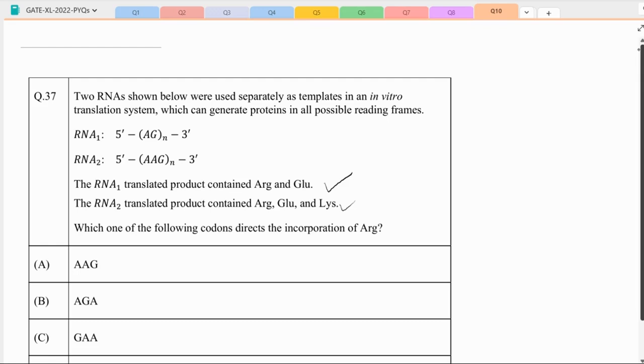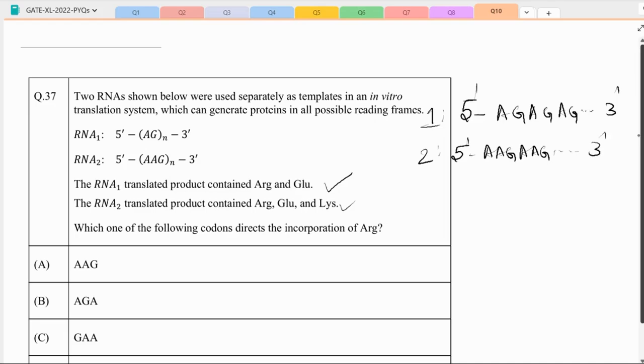First of all, let's expand this code. Write it as AG repeating n times till 3'. And for RNA2, it is 5' AAG repeating n times up till 3'. Now it can be read in all possible reading frames.